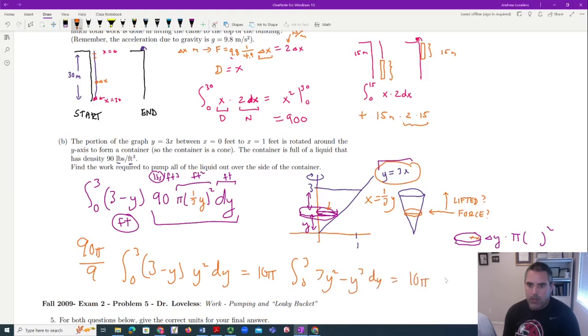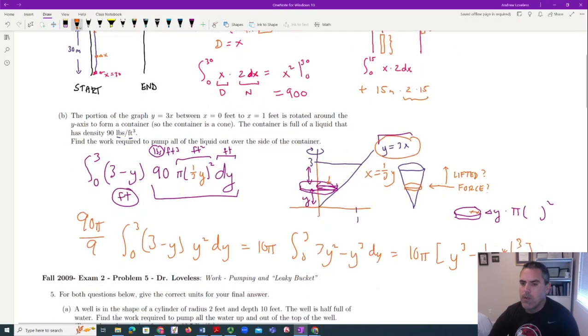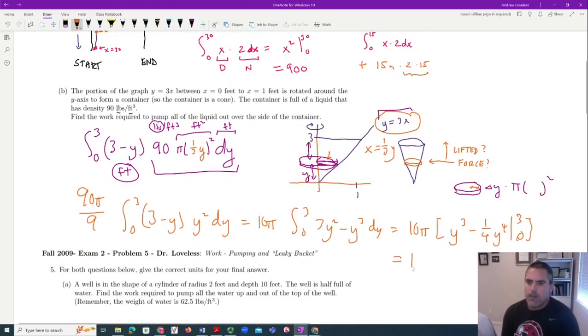So it's going to be 10 pi. And there's going to be a y cubed minus 1/4 y to the 4th from 0 to 3. When I plug in 0, everything's going to be 0. And so it's going to be 10 pi times 27 minus 81 over 4. So if I multiply the top and bottom by 4, what is that? Doubling this is 54. So 108. So it's going to be 10 pi times 108 over 4 minus 81 over 4.